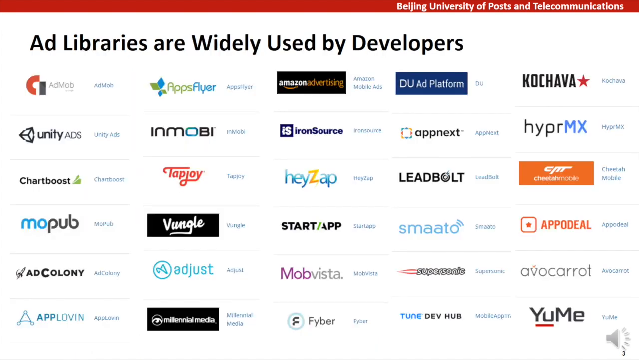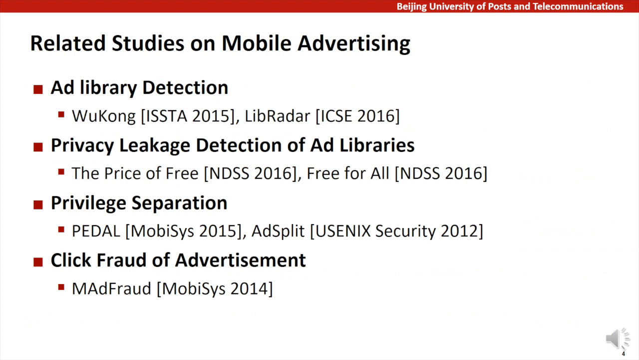Ad libraries are commonly used by app developers to monetize their apps by showing ads to mobile users. Recent research suggests that there are more than 1,000 different ad libraries. Many research works focused on the topic of mobile advertising in various directions. One line of work focused on ad library detection. For example, LibRadar and Wukong use a clustering-based approach to detect advertisement libraries.